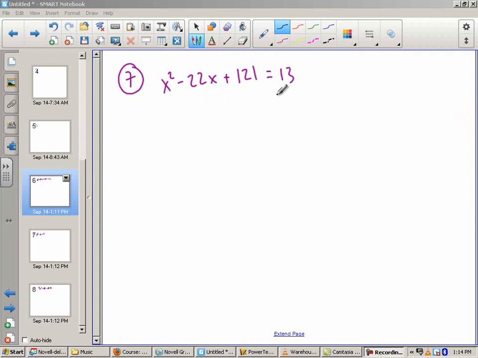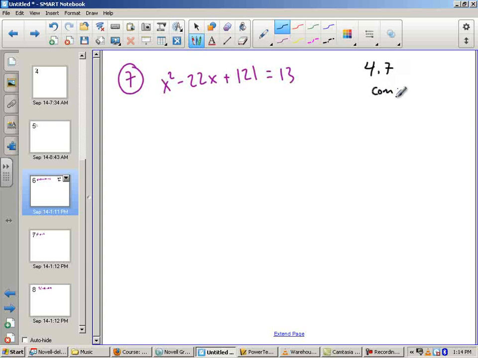Okay, today we're working on section 4.7. It's called completing the square. What that means is we're going to try to build perfect square trinomials so that factoring is easy. On the first section, that's 3 through 11, all of them have been pre-set up.